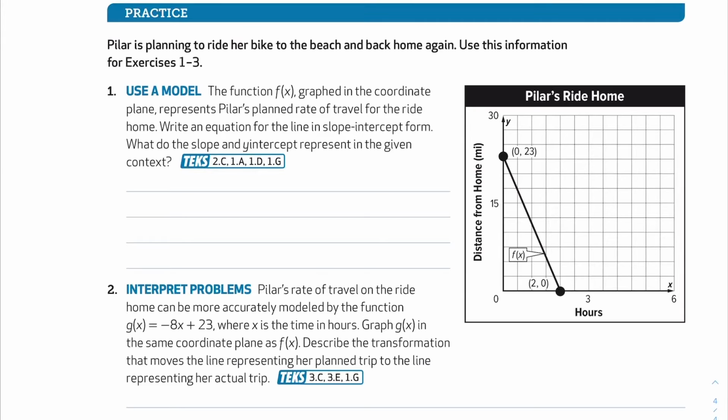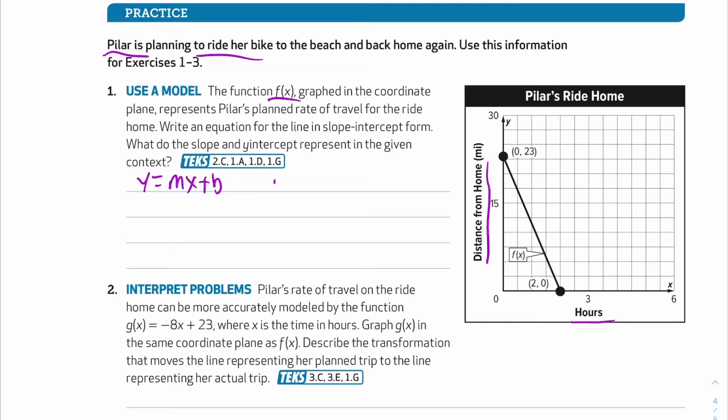Hello everyone, in this video we're going to be checking the 3 practice questions that I gave you for transforming linear functions. We had this person named Pilar and she was going on a bike ride. They said that f of x is the graph of her distance from home, that's the y, and x were the hours. Write an equation in slope-intercept form, so y equals mx plus b form.